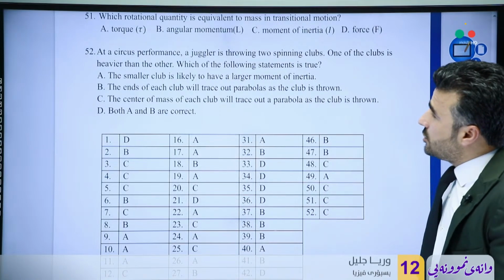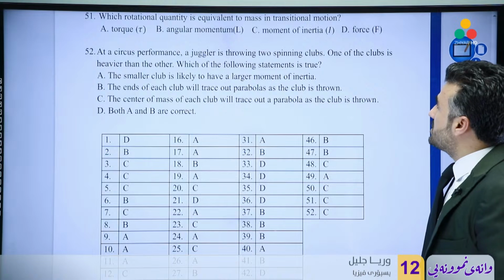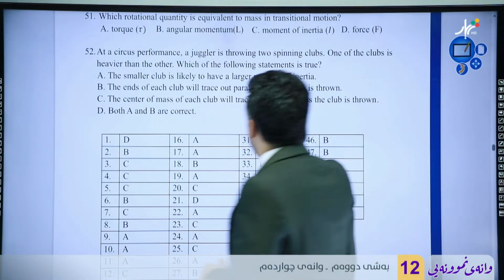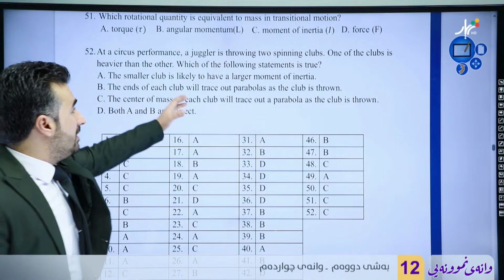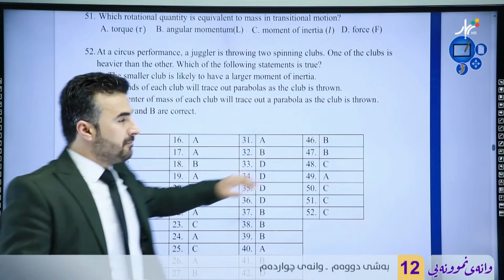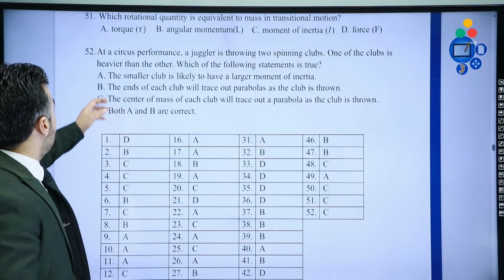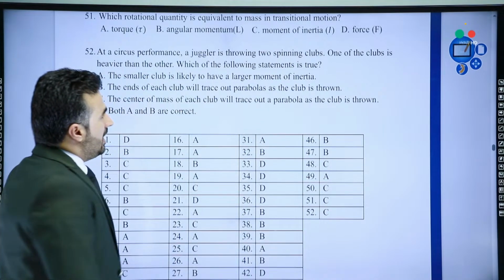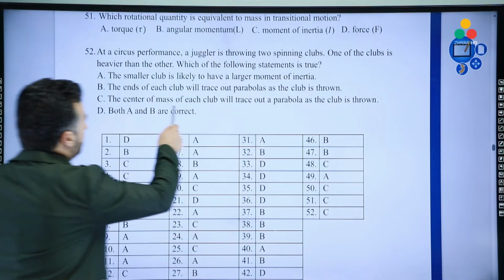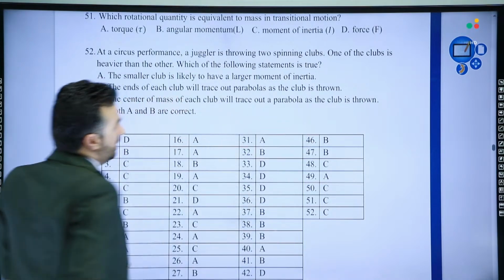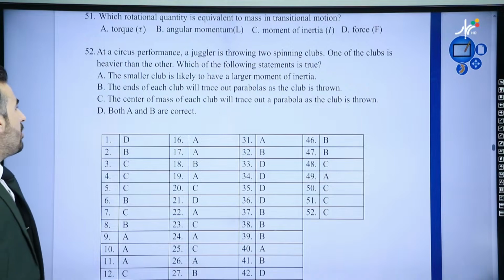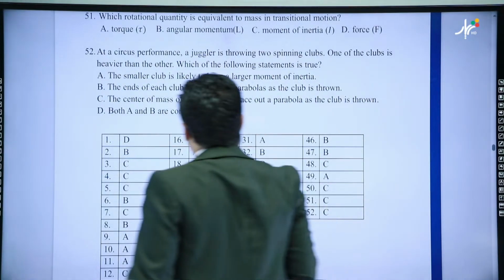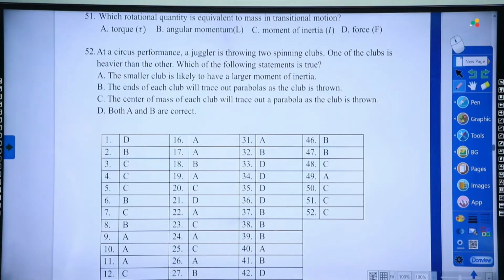It says, at a circus performance, a juggler is throwing 2 spinning clubs. One of the clubs is heavier than the other. Which of the following statements is true? A: the smaller club is likely to have a larger moment of inertia. B: the ends of the club will trace out parabolas as the club is thrown. C: the center of mass of the club will trace out a parabola as the club is thrown. And the correct option here would be C, but let me tell you why it is C.